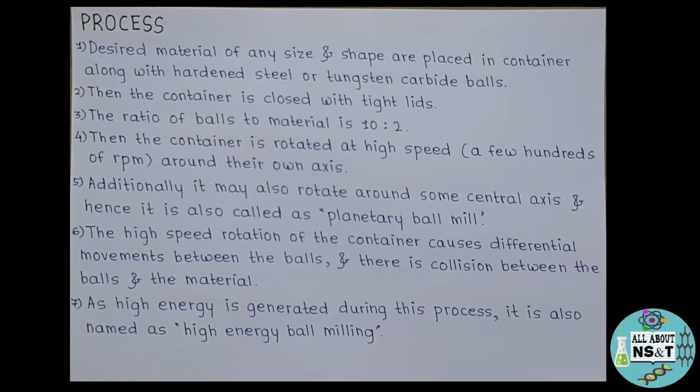RPM is nothing but rotations per minute. So the container is rotated at high speed around its own axis. Additionally, it may also rotate around some central axis, and hence it is also called a planetary ball mill. The high speed rotation of the container causes differential movements between the balls, and there is collision between the balls and the material. As high energy is generated during this process, it is also named high energy ball milling.